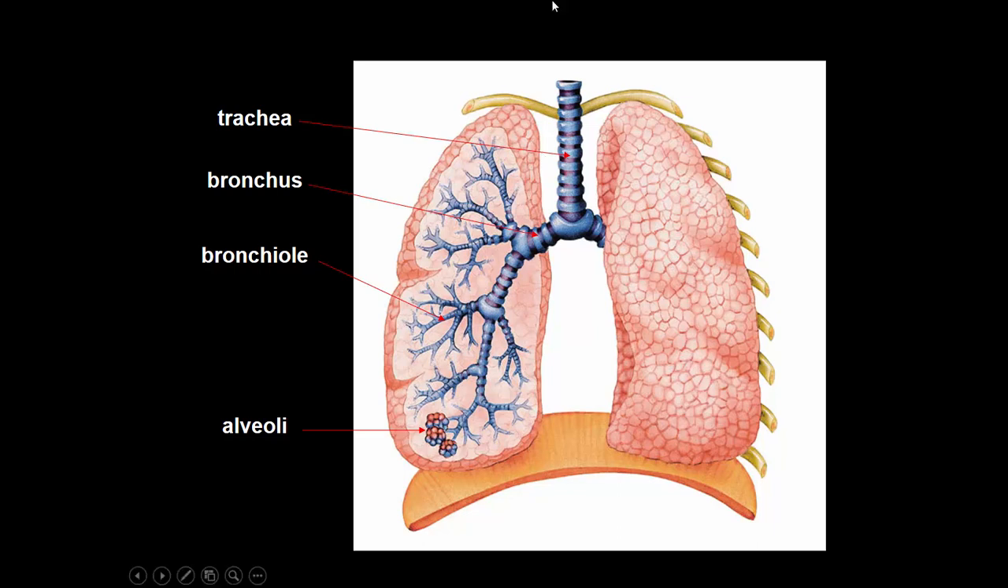So if we take a closer look at the lower respiratory tract, this is the trachea right here, and it divides into two different bronchi, or singular bronchus, a left and a right bronchus. And these then divide into smaller and smaller passageways. Then the smaller ones are called bronchioles. And at the end of the smallest bronchioles are little tiny air sacs that look like clusters of grapes, and those are called alveoli.